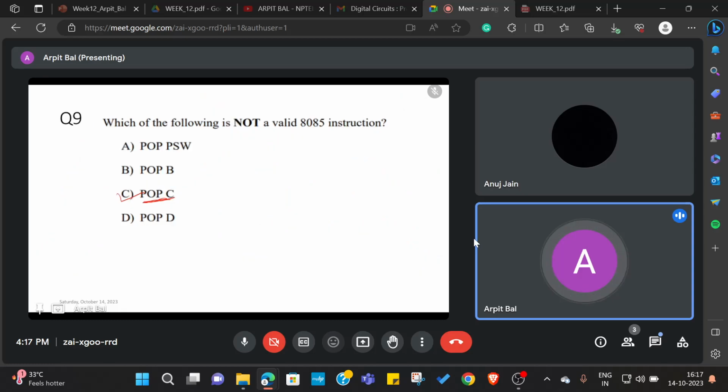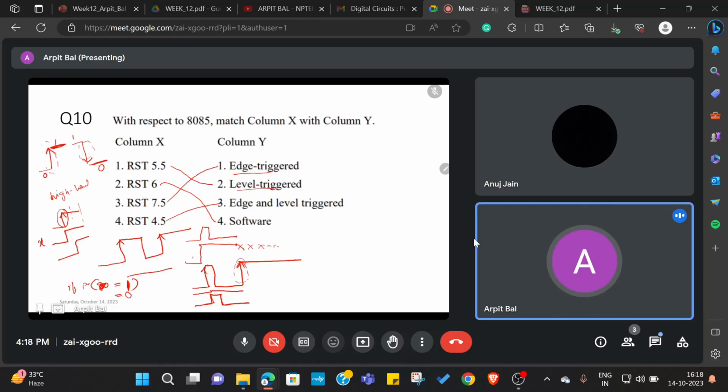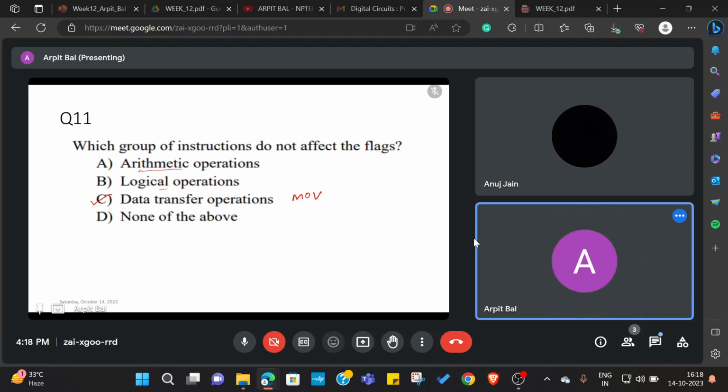The next question that we did is related to validity of instruction POP. POP instruction actually takes a register pair, but POP C can't take a register pair. It should be POP B. POP B will take care of both B and C registers. POP C is not a valid instruction in 8085. The next question was related to the sensitivity of the RSTs. So you need to remember this. It is available in the lecture slides as well. You can go through them.